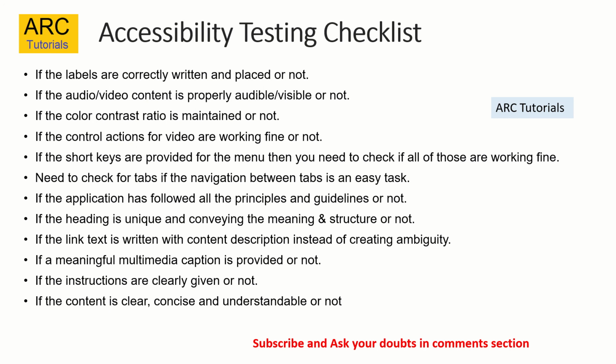First and foremost, check that the labels are correctly written and placed. These are called aria labels, right? If you open Bootstrap or Material Design, you would see something called aria labels. Those are important. Then check if the audio and video content is properly audible and visible. Then check if the color contrast ratio is maintained, which includes the fact that there has to be a color palette which suits, right? It cannot be too dark, it cannot be too bright, and all of that.